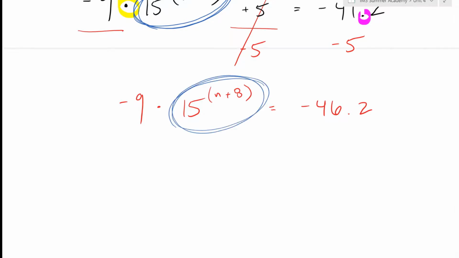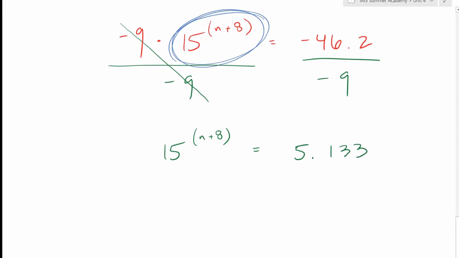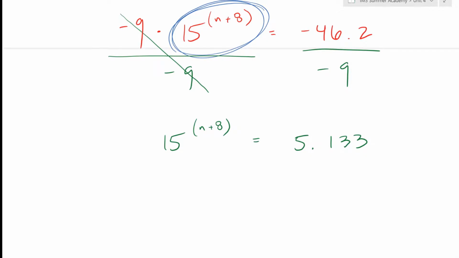Now I'm ready to move the 9 because remember I still need to get this by itself. So I'm going to move the -9. It's attached by multiplication, so I'm going to divide it off. So 15^(n+8) equals -46.2 divided by -9 is a 5. Oh, it's not negative, positive, because negative over negative comes out positive. 5.133, and that 3 continues.